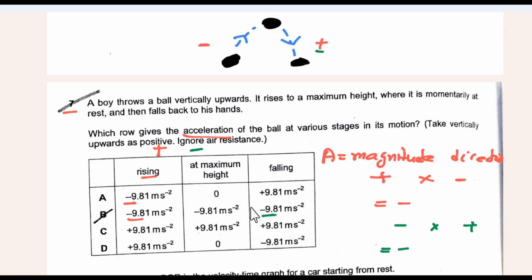So acceleration is negative for falling, and since for rising the acceleration is also negative, that means at maximum height the acceleration is also negative. So the answer is B.